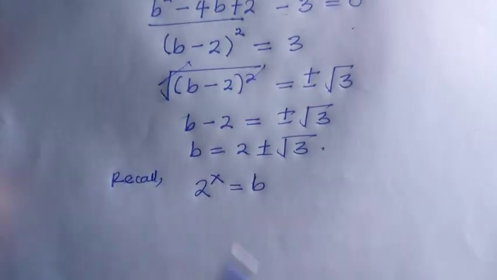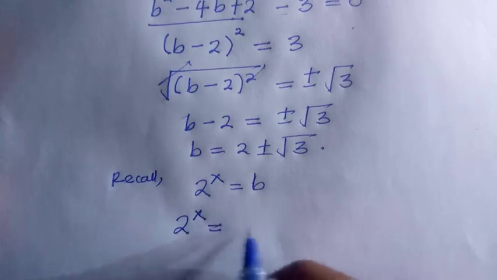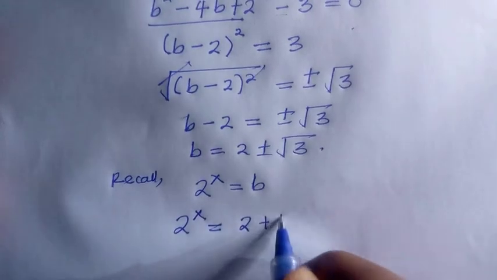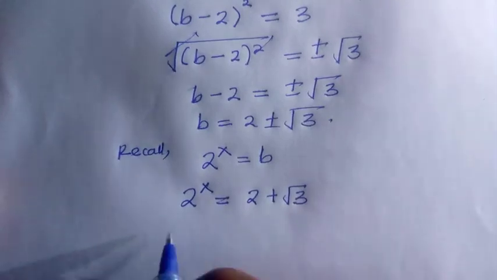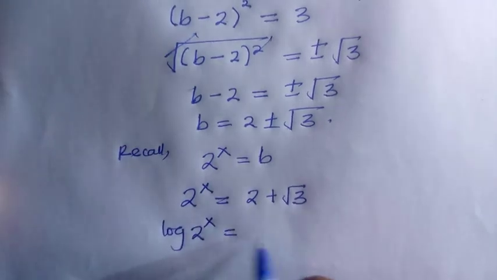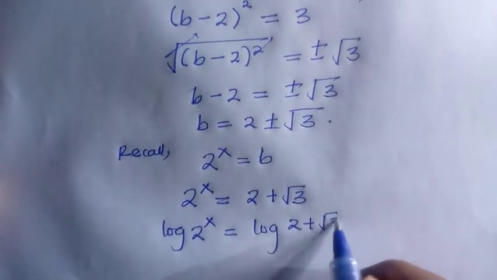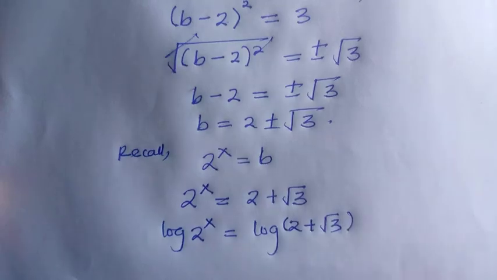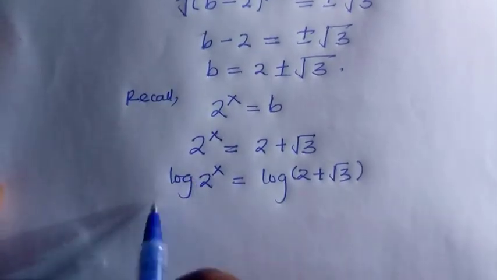And let's consider the positive part of this. So we have 2 to the power of x equals 2 plus root 3. And to get the value of x, we introduce logarithm to both sides. Suppose we have log of 2 to the power of x equals log of 2 plus root 3 at this stage. Then by the rule of logarithm, here we have x, which comes down.